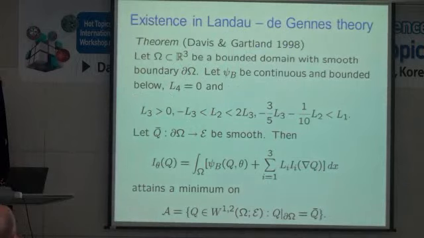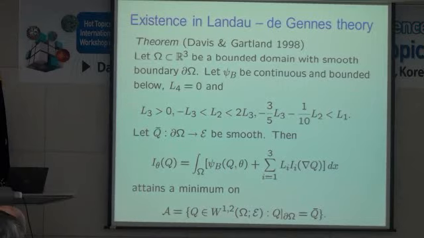Okay, so what about existence for the Landau-de Gennes theory? So this is the unconstrained case. There is a result in the literature due to Davis and Gartland. So what's the hypothesis? We have a bounded domain with smooth boundary. For the bulk energy, you can take anything that's a continuous function of Q. Here we just work at a fixed temperature, theta. So a continuous function of Q, which is bounded below. Now, we're going to suppose that L4, which was the coefficient of that somewhat controversial term, is zero. And then there are some inequalities between the other terms. These inequalities are necessary and sufficient for convexity with respect to the gradient. That's what these are there for.